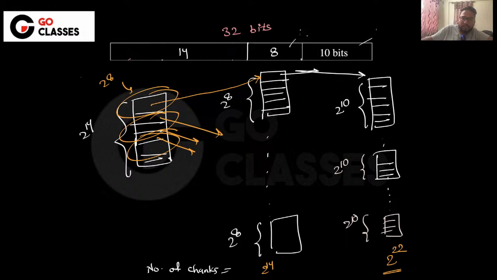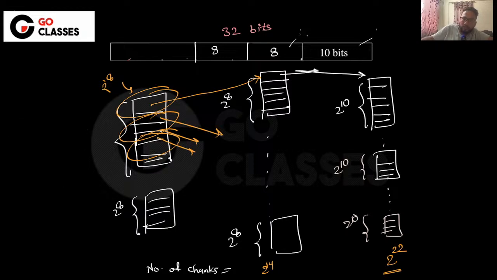Since each chunk has 2 power 8 entries, this is 8, and that is why each chunk has 2 power 8 entries here. So how many such chunks will there be? Total 2 power 14 entries. Each chunk has 2 power 8 entries, so that's why 2 power 6 chunks will be there.